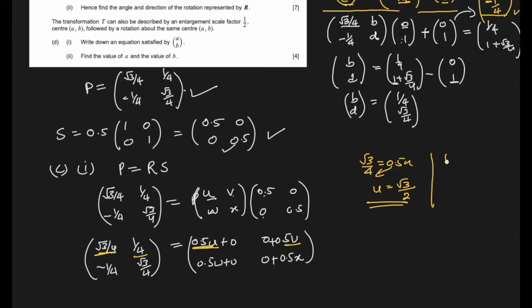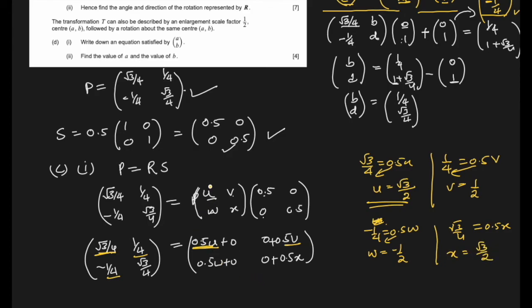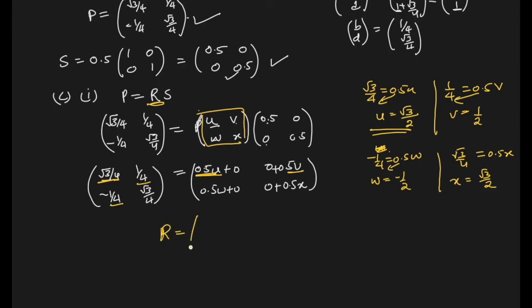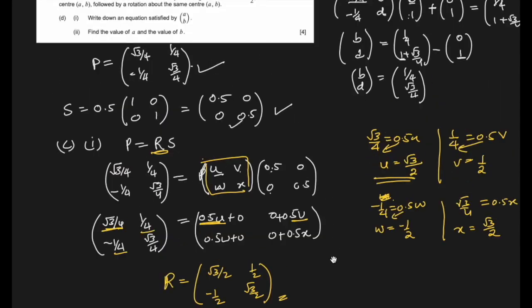Let's talk about the second one. 1/4 is equal to 0.5V. So V becomes 1/4 multiplied by 2, which is 1 over 2. W: negative 1/4 equal to 0.5W, multiplying again, W is negative half. And the square root 3 over 4 is equal to 0.5X. So X is square root 3 over 2. So we got, this was our matrix R, U, V, W, X, and that's what we're going to write now. Matrix R is U, square root 3 over 2, V, half, and W, minus half and square root 3 over 2. Found it.